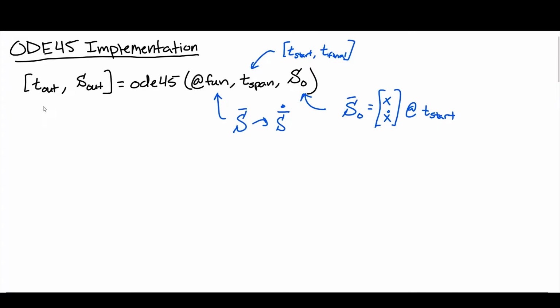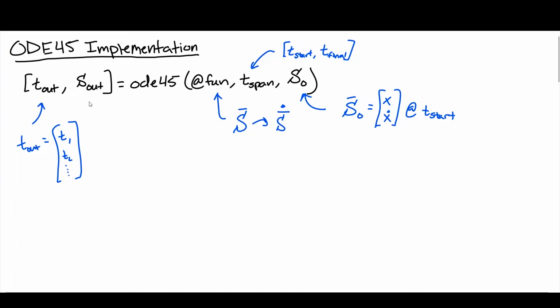As far as the outputs go for ODE45, we have two outputs that come out. We have t out, which is going to be a vector of time points, represented as, I'm going to write them here as t1, t2, t3, and so on and so forth. And t1 would correspond with t start. So these should be the same number.